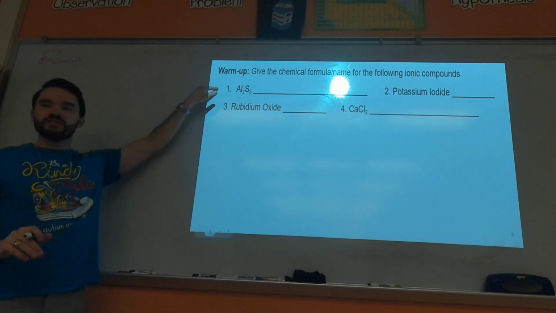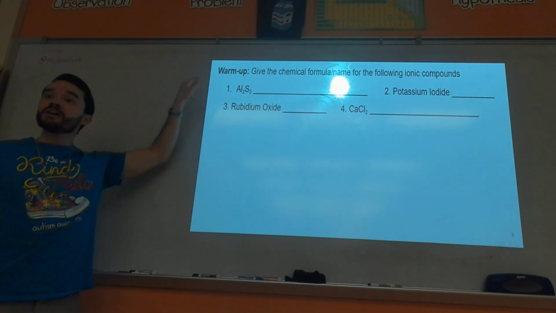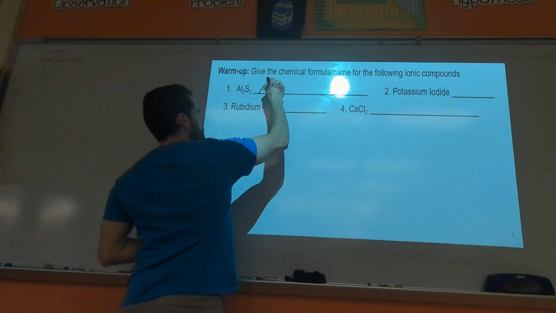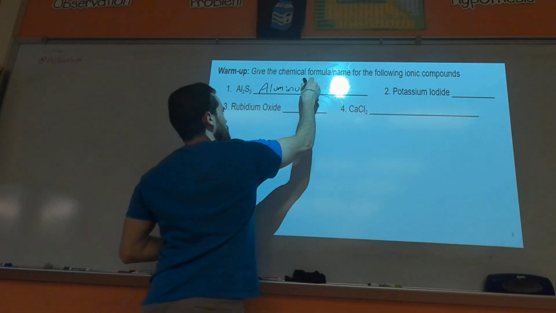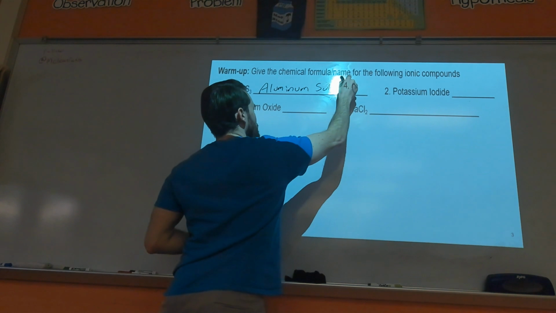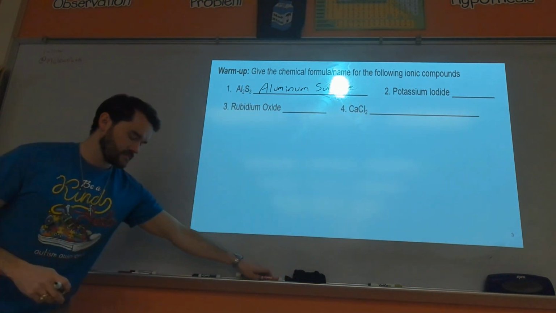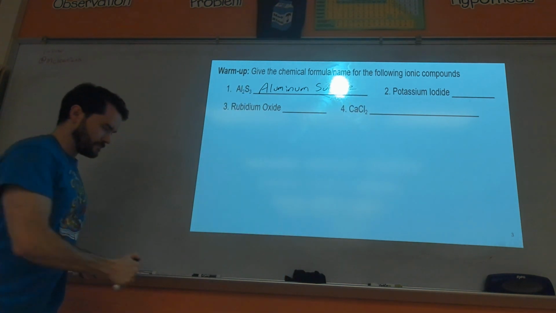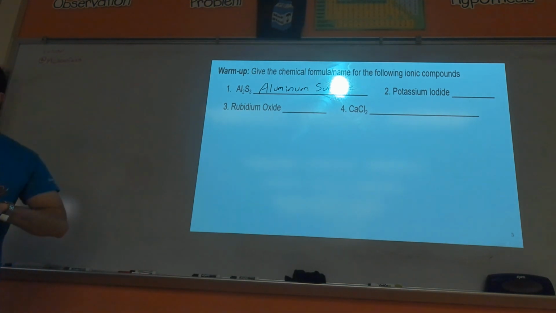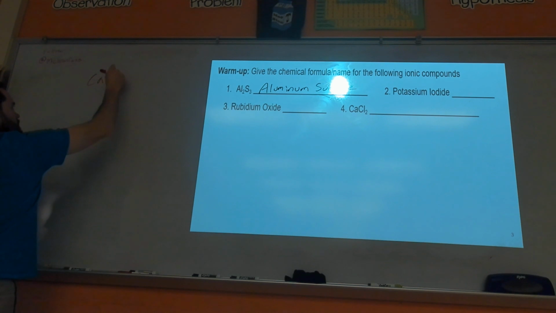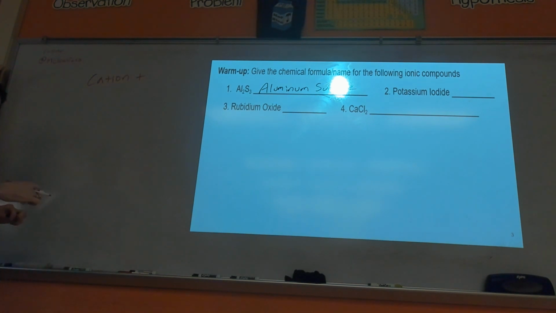Yeah, so we look at this first one. Trevor said aluminum sulfide. So, if I back up a little bit, let me write it a little bit different way. Every ionic compound is made of a cation plus an anion. Okay?